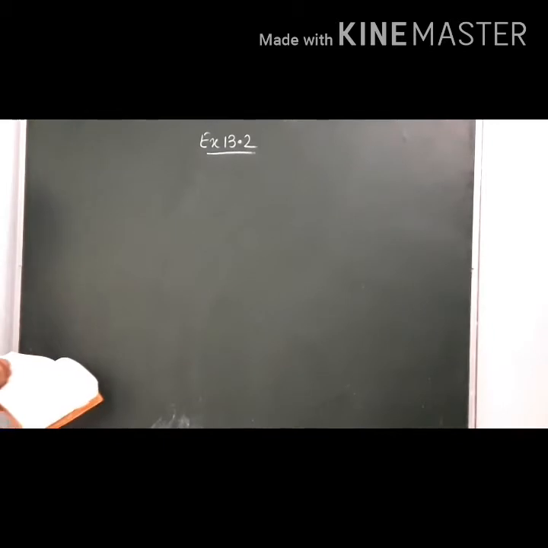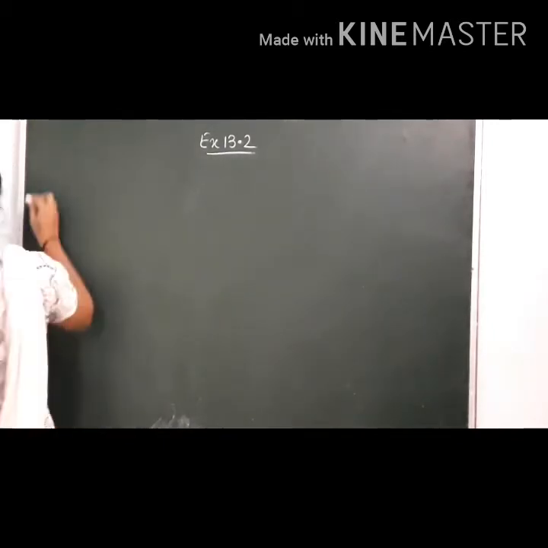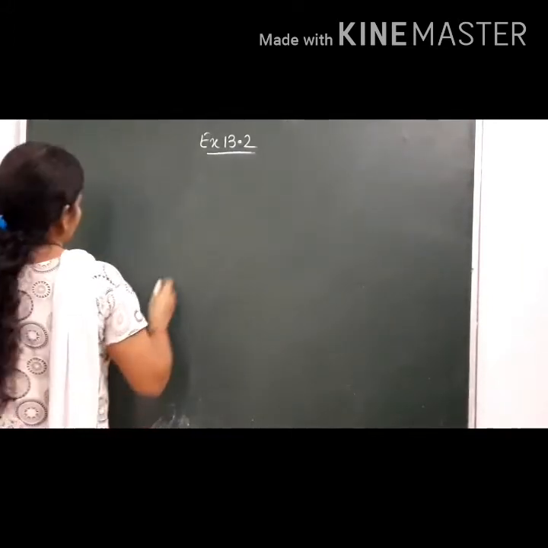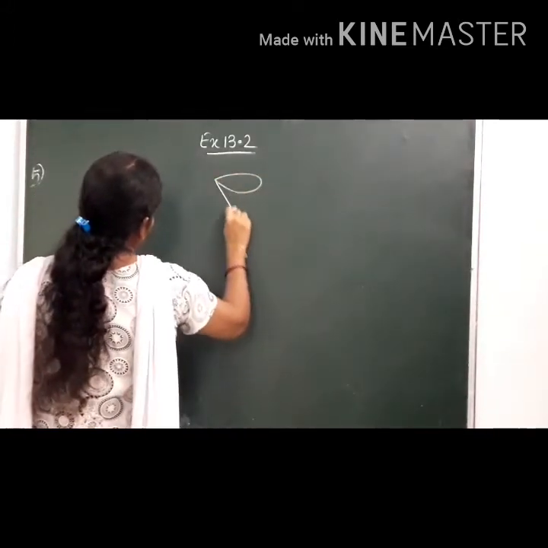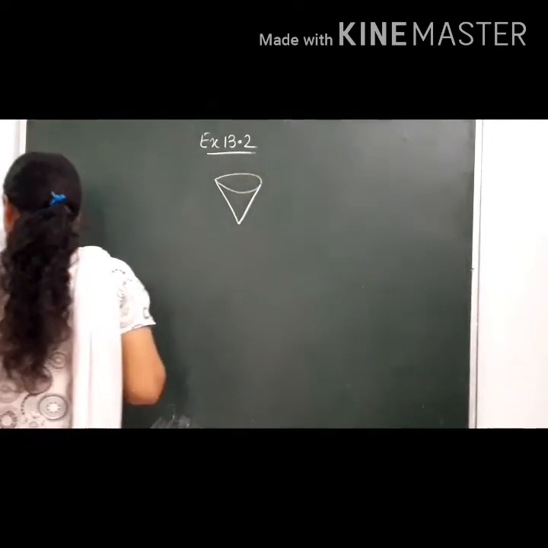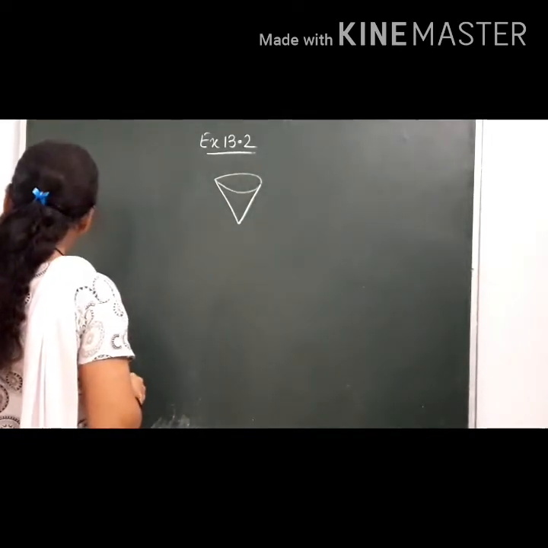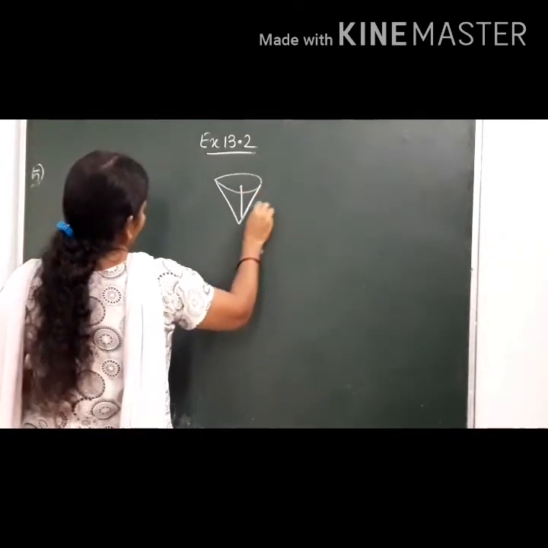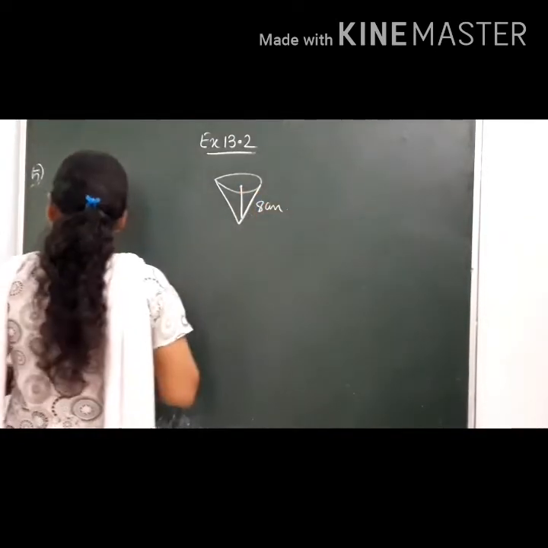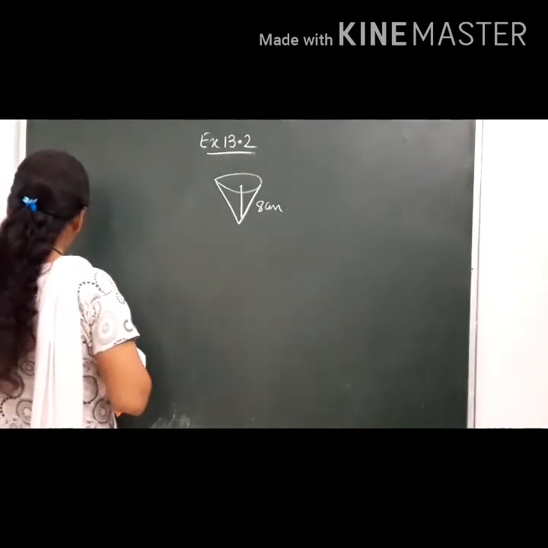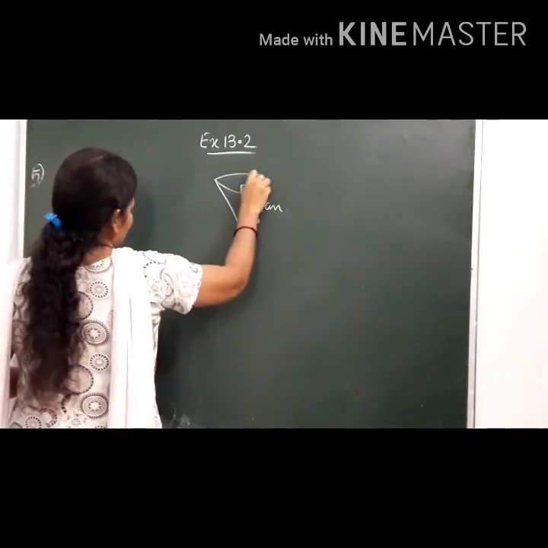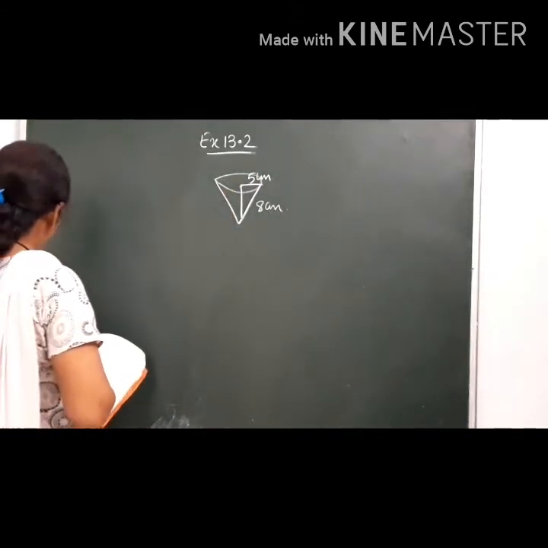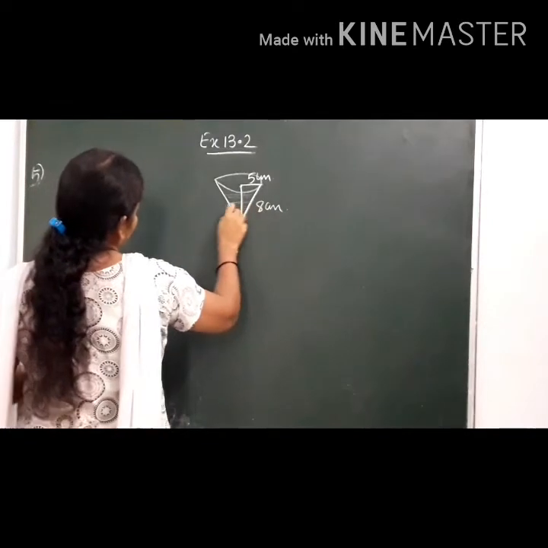Question number 5 of exercise 13.2. What is given? A vessel is in the shape of an inverted cone. The height of the cone is 8 centimeter, and the radius of the top, which is open, is 5 centimeter. It is filled with water up to the brim. So water is filled in this cone.